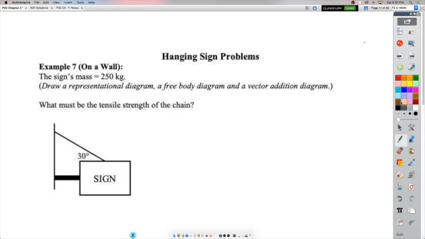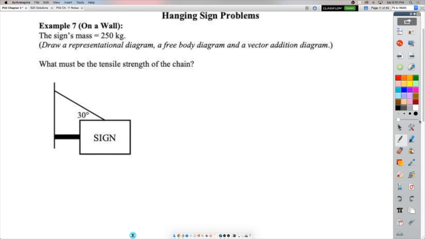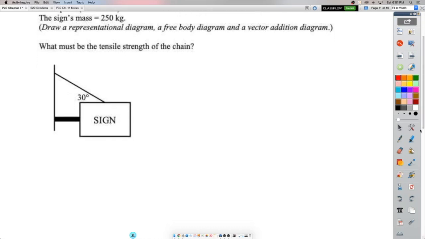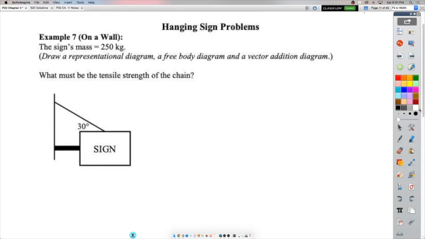This goes for any object, but we're going to look at hanging sign questions. If you're ever looking at an object and it's not accelerating, maybe it's moving, but it's not accelerating, then all the forces acting on it add up to zero. So if you see a sign hanging anywhere, it shouldn't be accelerating, unless maybe it's blowing in the wind, but these ones are not. So we know that all forces acting on it must add up to zero.